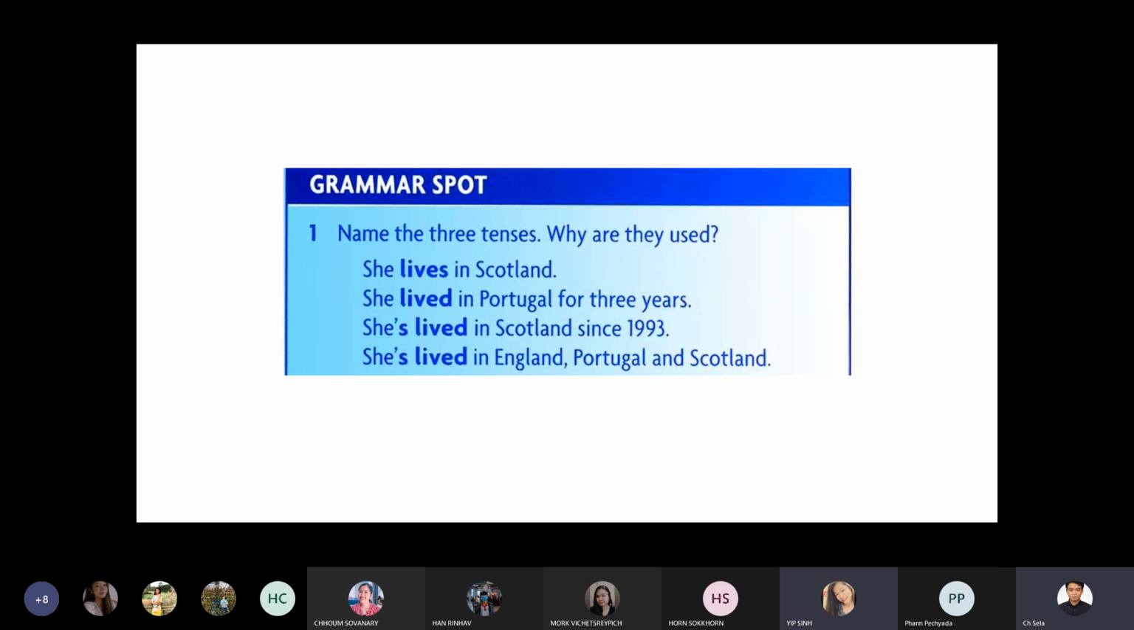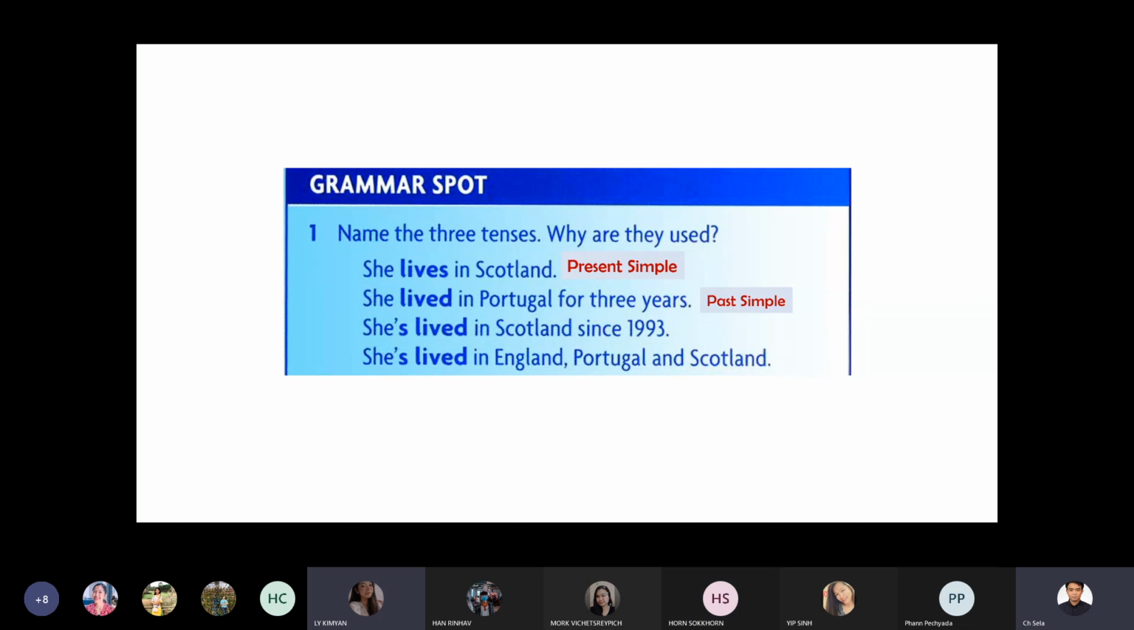Present simple, teacher. Present simple. Very easy. You need to know this. You know why I focus a lot on grammar? Because remember, you are English students, not business students. That's why we have to be more careful on grammar, because grammar is the basic skill that you need to have. Otherwise, you cannot write a good essay, good paragraph. Right. Number 2, she lived in Portugal for three years. Past simple.